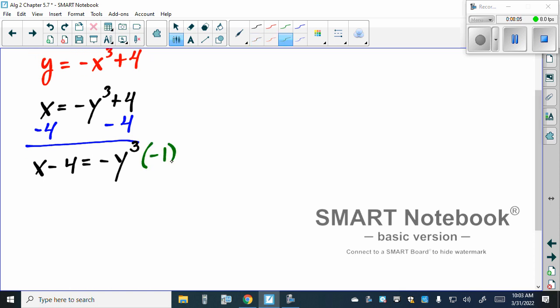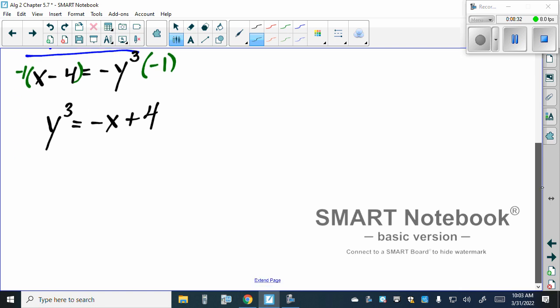Because sometimes it's easier to see the multiplication of negative 1 over the addition and subtraction, or the division of negative 1. But really, I'm taking y cubed from being negative to positive. I changed its sign, which means the signs on the other side have to change. So since the x is positive, it's going to become negative. Since the 4 was negative, it's now positive.